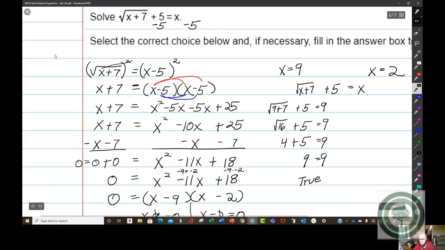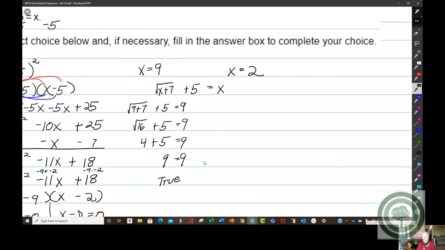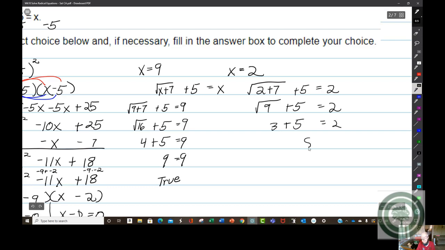However, it's always possible that the other answer could also be true. Although, quite honestly, I was going to say probably not, but I don't know that. 2 plus 7 is under the radical, plus 5 equals 2. So we're going to have the square root of 9 plus 5 equals 2. 3 plus 5 equals 2. 8 does not equal 2. No, this is false. And what that means is that x equals 2 is extraneous.